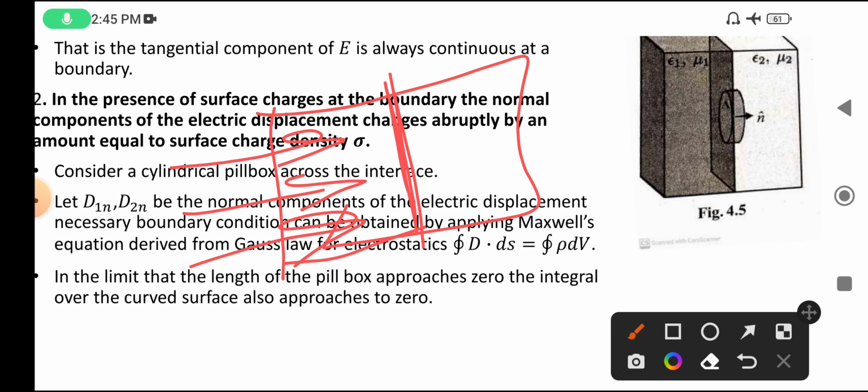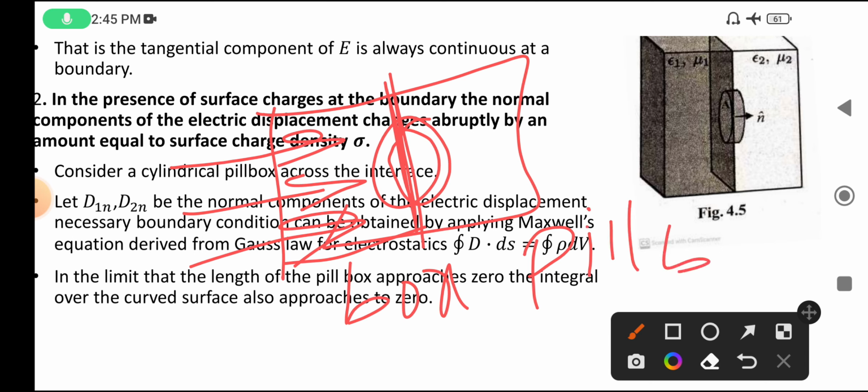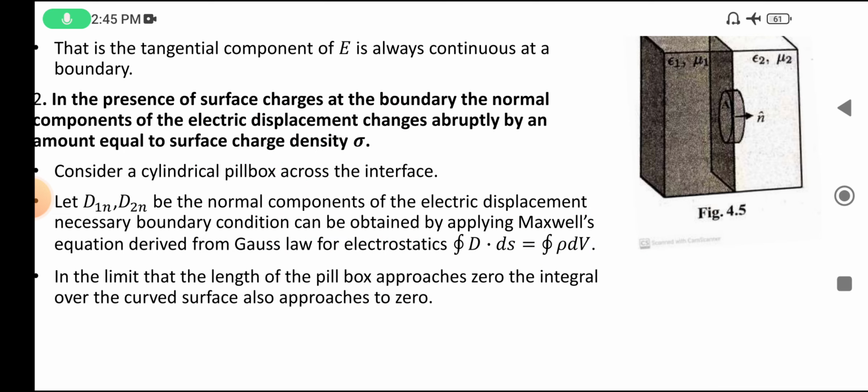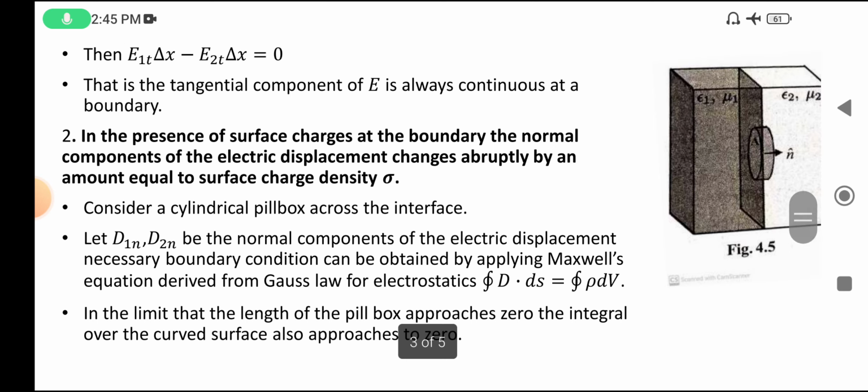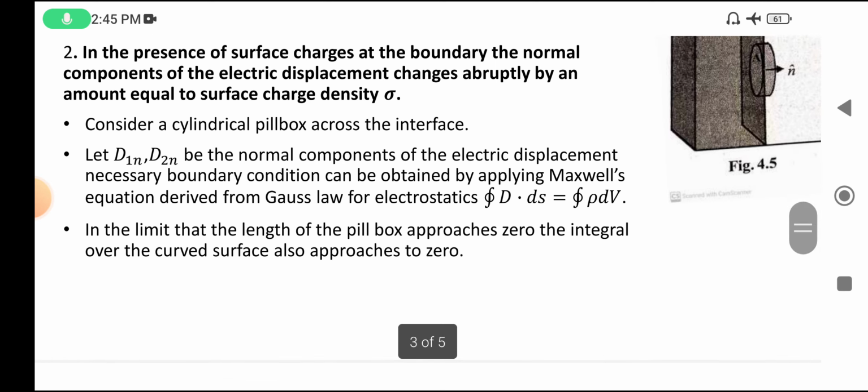Now for this, what do we have to take? We have to consider a small area, and here a small box. That box is called a pill box. Pill box means a tablet-size box. Tablets, pills, means tablet size. Okay, now let me explain.